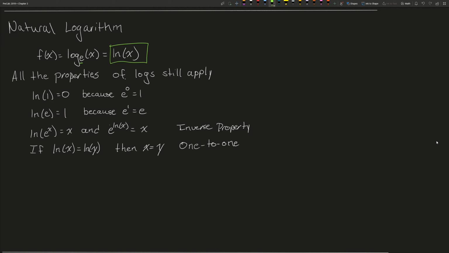So the natural log of 1 will always be equal to 0 because e to the 0 power is 1. The natural log of e is 1 because e to the power of 1 will always give you e. And the natural log of e to the x will always leave you x, and e to the power of the natural log of x will also leave you x. Again, because these bases would cancel. And then the one-to-one property also still applies. So if we have the natural log of x is equal to the natural log of y, then x must be equal to y.